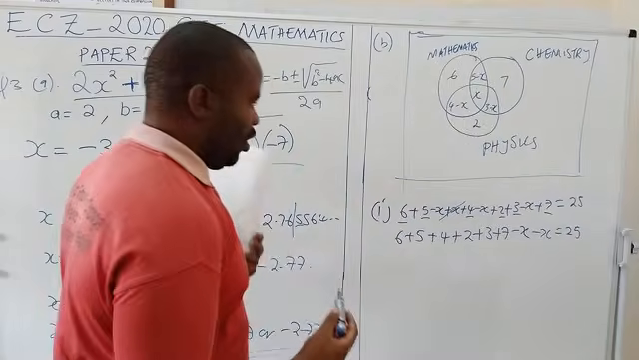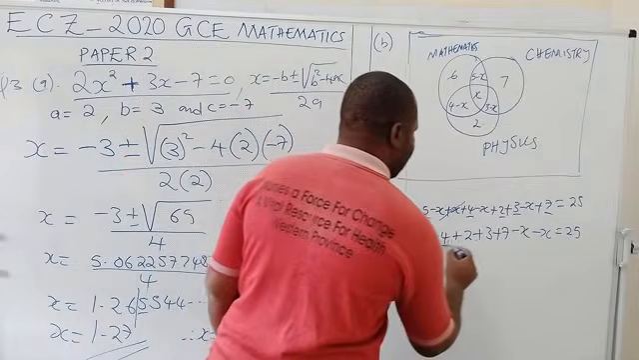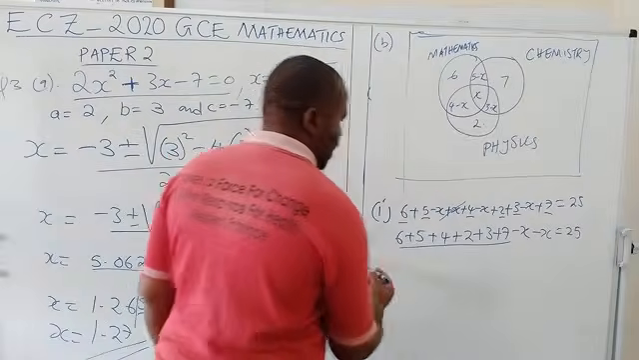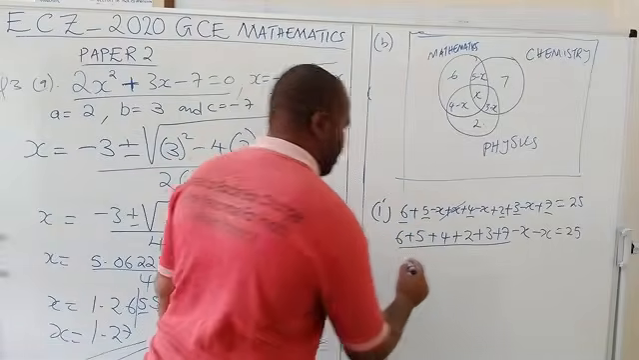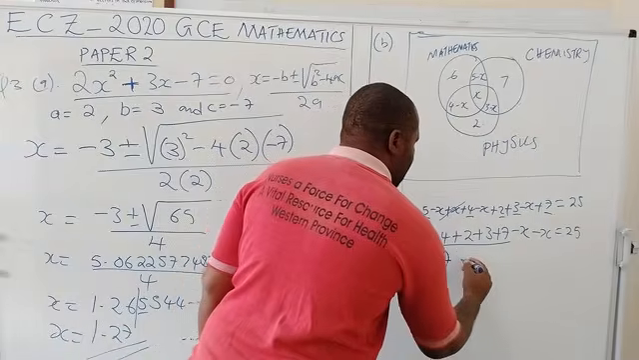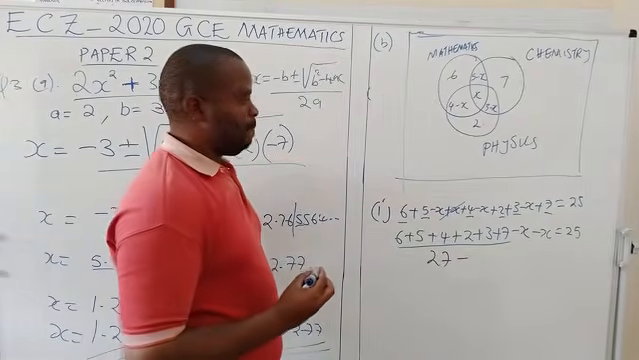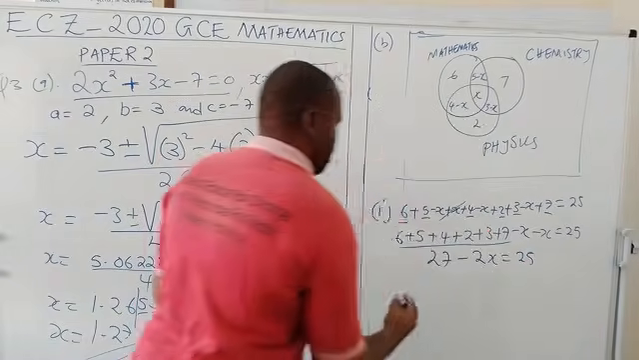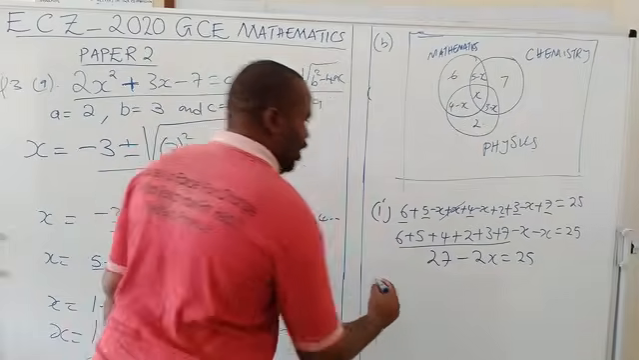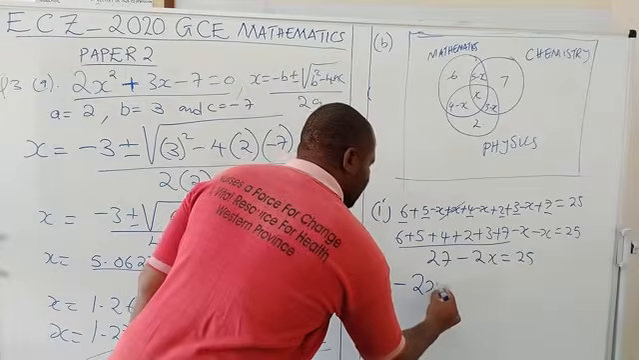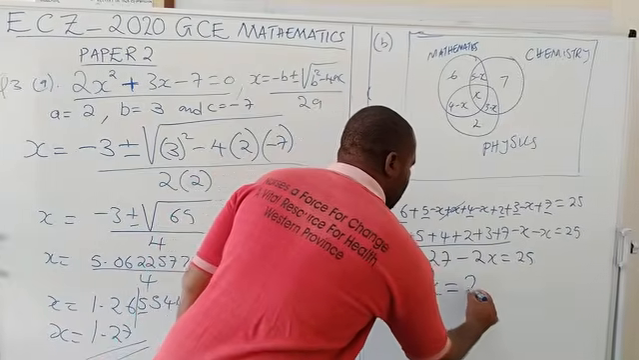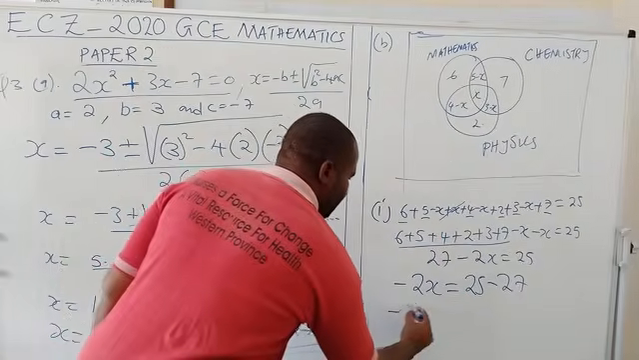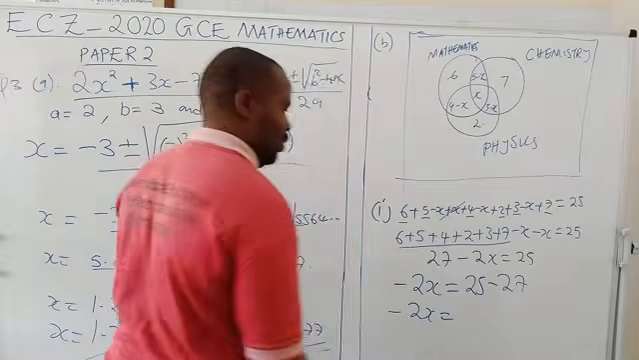So what we are going to do is add up everything from here up to there. When we add this up, we get 27, minus x minus x is negative 2x. This is equal to 25. Meaning that when you group the right terms, you are going to have negative 2x is equal to 25 minus 27. So this is negative 2x is equal to negative 2.